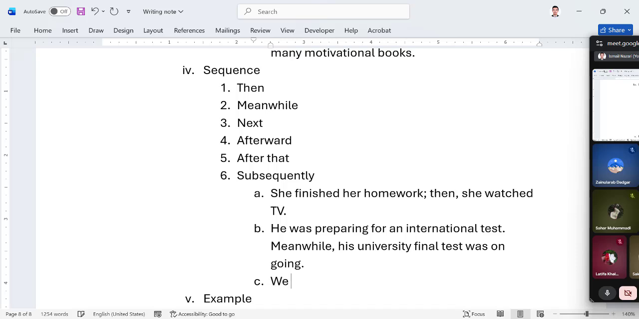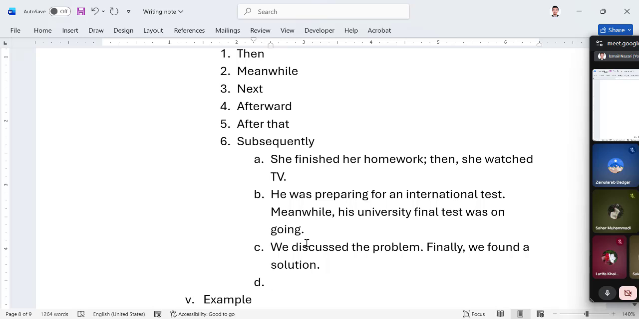Or if you have, for example, we discussed the problem. Then we can use the word finally. Finally is again a transition that shows sequence. Finally, we found a solution. That's it. So, your examples.